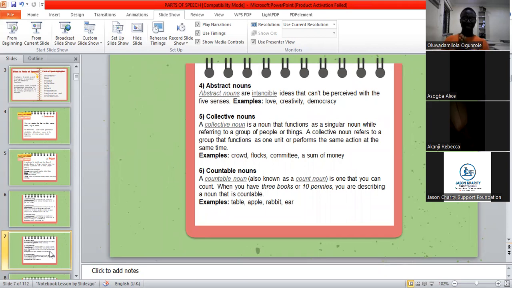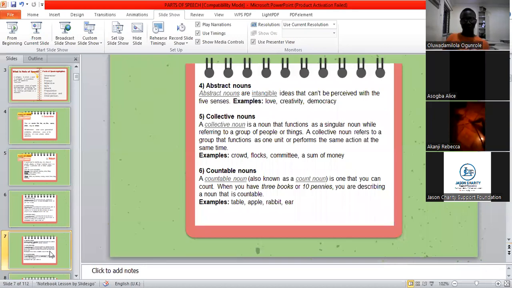Another one I want us to look at is the countable nouns. Now, generally, nouns, there are some that can be counted and there are some that cannot be counted. So what we are saying is that these are nouns that we can put by numbers. We can identify specific numbers to them. We can pick them and say, okay, this number one, this number two, of same category, or maybe putting them together as a group. So we can have table, we can have apple, we can have rabbit, we can have air, and we can have all these as singular.